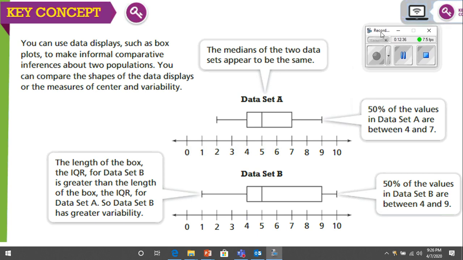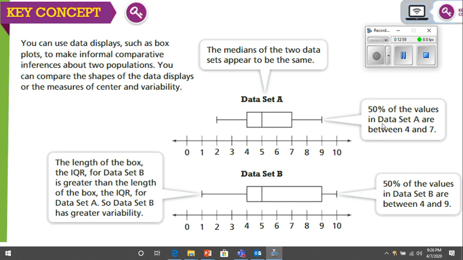Well, we're going on to key concepts, and it says you can use data displays such as box plots to make informal comparative inferences about 2 populations. You can compare the shapes of the data displays or the measures of center and variability. The medians of the 2 data sets appear to be the same.